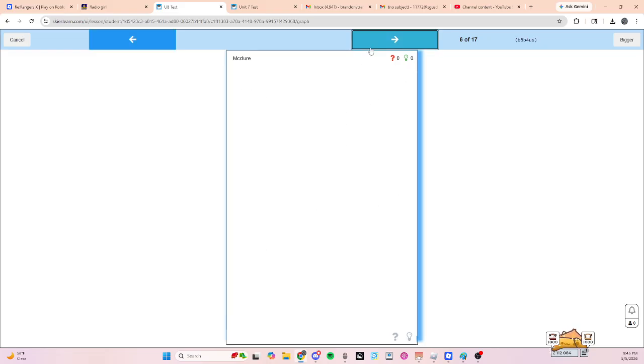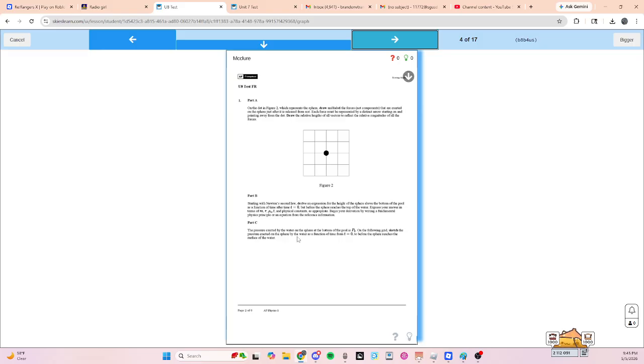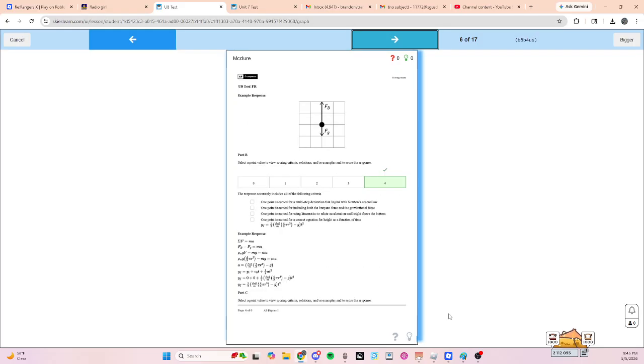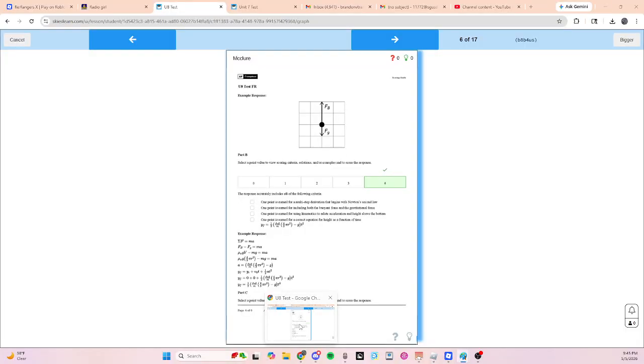And then part B: starting with Newton's second law, derive an expression for the height of the sphere above the bottom of the pool as a function of time t, before the sphere reaches the top of the water. Express your answer in terms of those things. And then okay, I don't know what happened here. I don't even know how to do it at all. I think I was just writing a bunch of gibberish. Pretty sure I got it completely wrong.